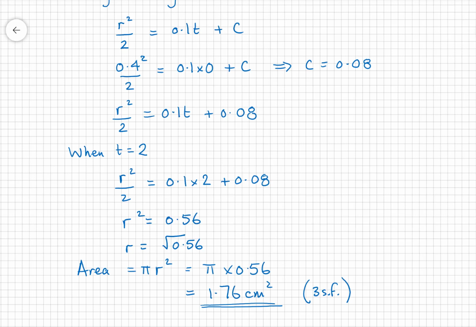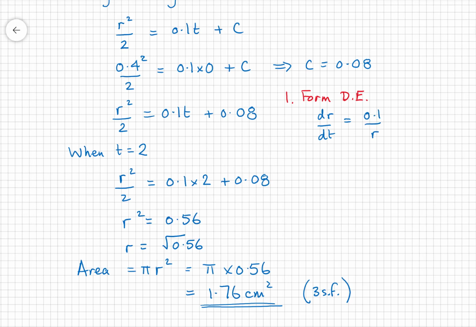It's worth taking a moment or two just to think about the processes that we've gone through in solving this particular question. The first thing that we did was to form the differential equation. We took the information that we were given and we had to find the value of k, but we eventually arrived at dr by dt is equal to 0.1 over r.